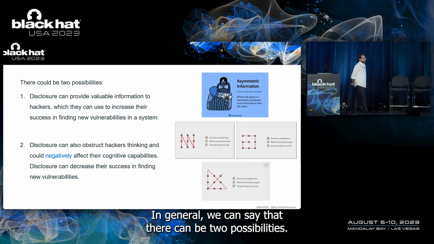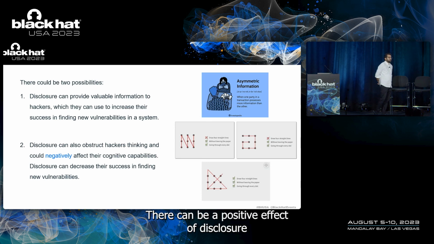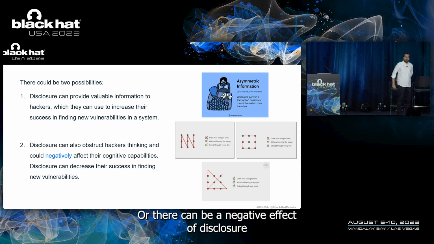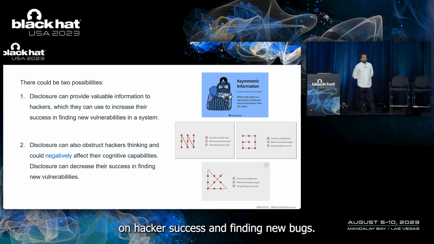In general, we can say that there can be two possibilities. There can be a positive effect of disclosure on hackers' success in finding new bugs, or there can be a negative effect of disclosure on hacker success in finding new bugs.